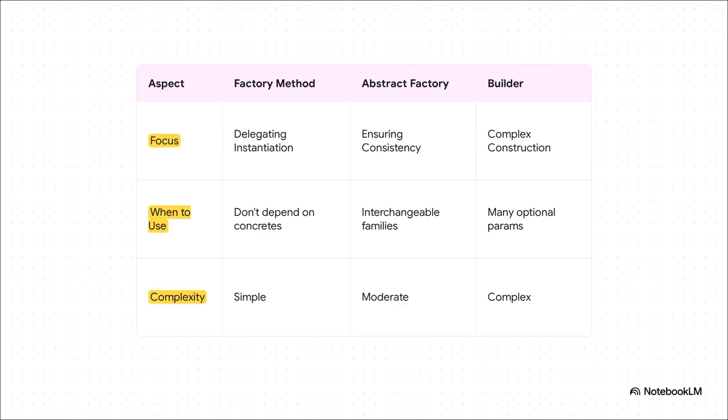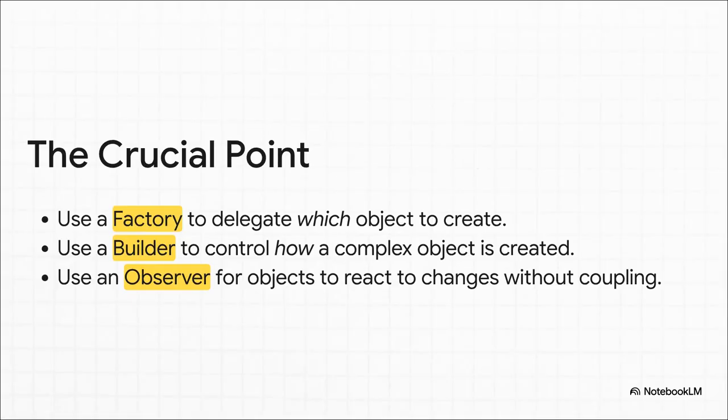It's never about which one is best, it's always about which one is right for the specific problem you're trying to solve. So let's just boil this all down to its absolute essence. You're going to use a factory when the main problem is deciding which class you need to create. You'll use a builder when the complexity is all about how a single object gets put together. And you'll use an observer whenever you need to shout out that something has changed to anyone who's listening, without creating a tangled mess.